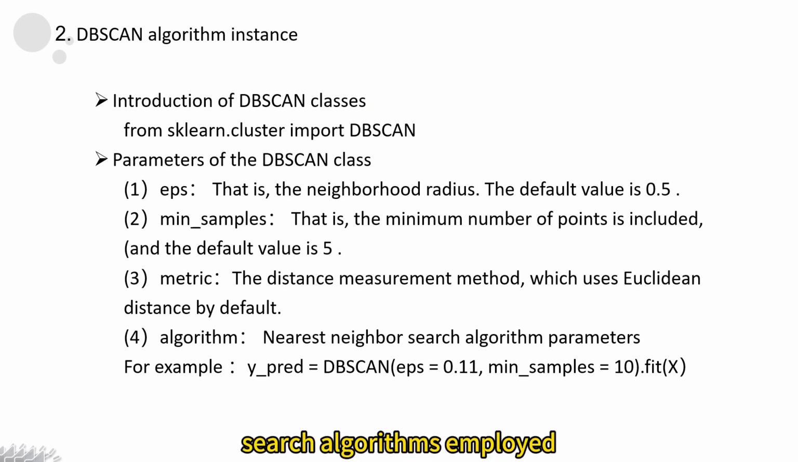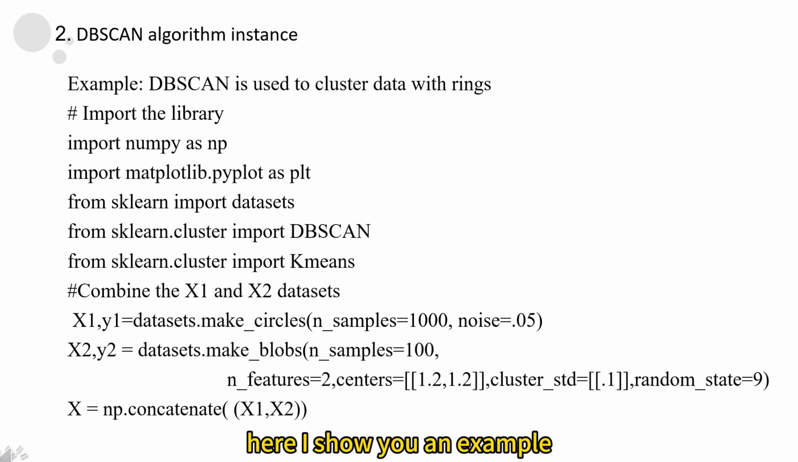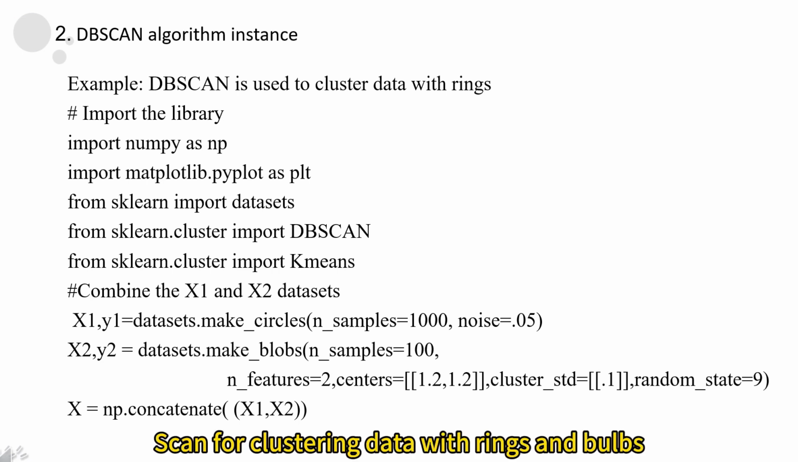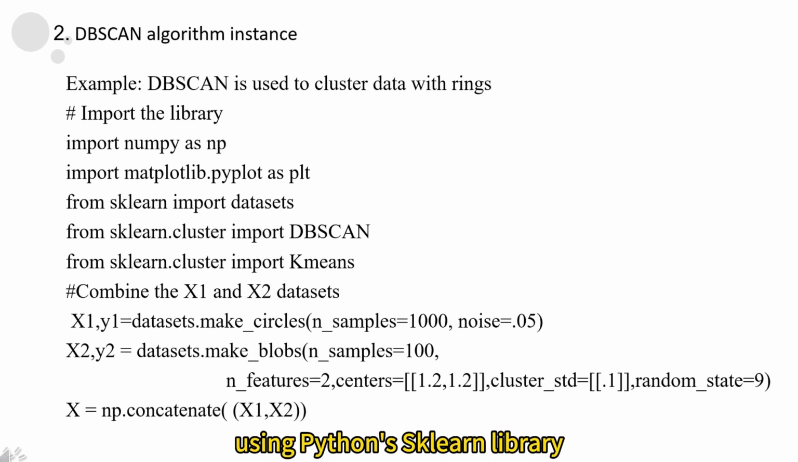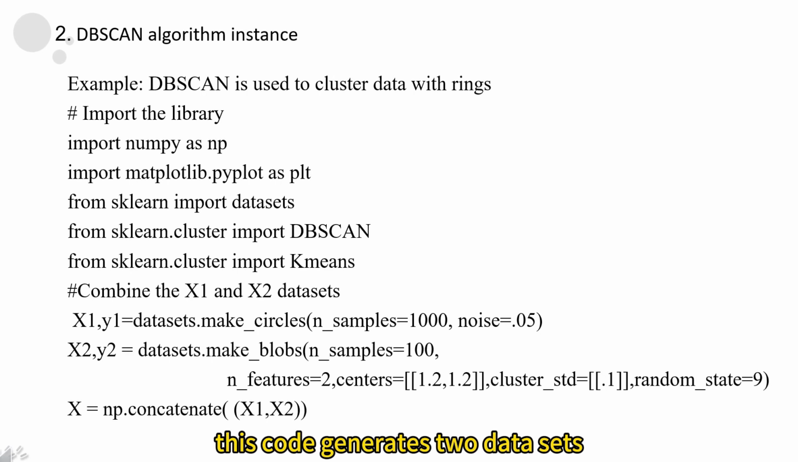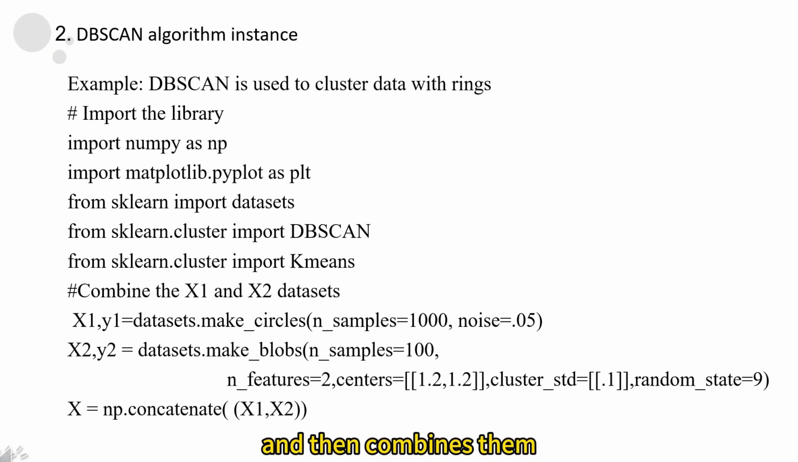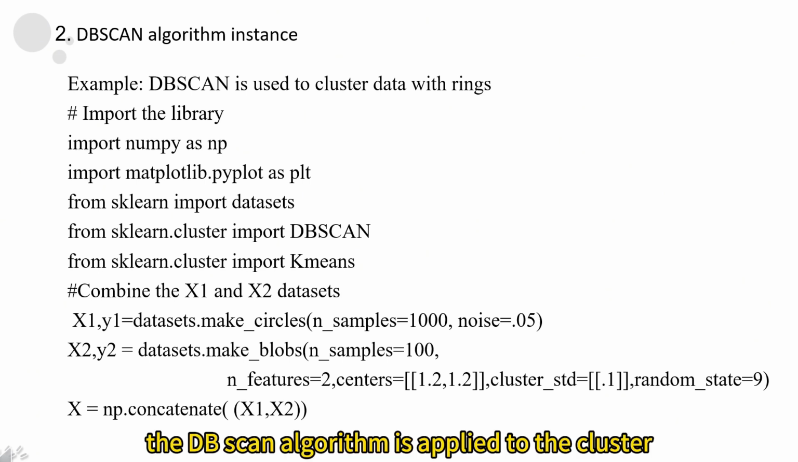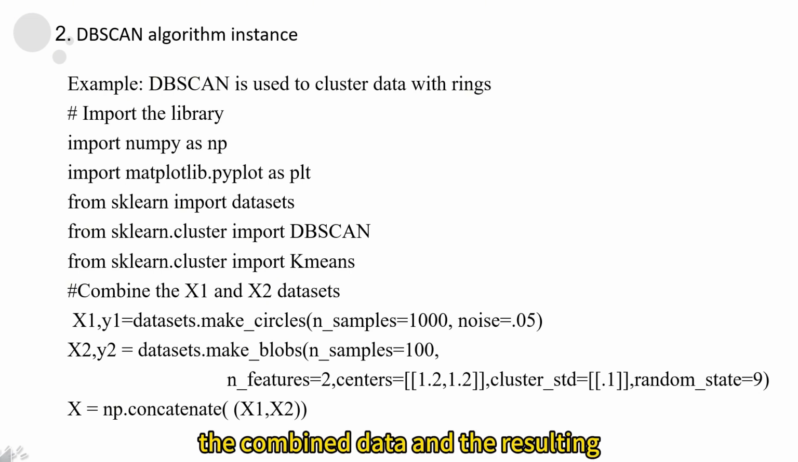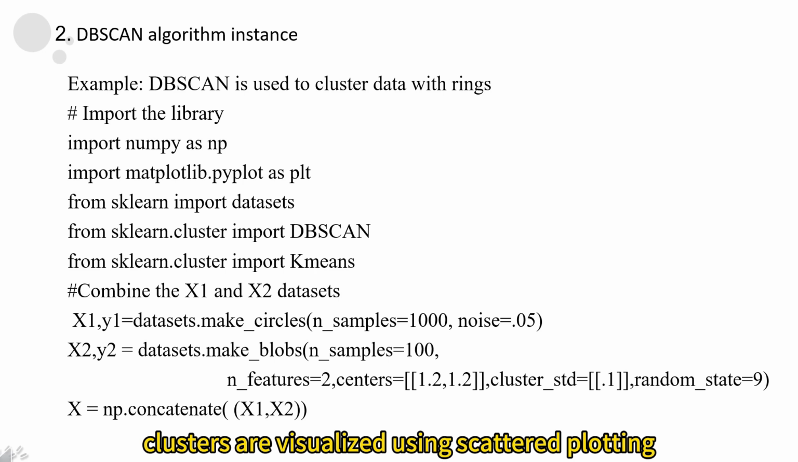search algorithms employed. Here I show you an example demonstrating the usage of DBSCAN for clustering data with rings and blobs using Python's Sklearn library. This code generates two datasets, one with concentric circles and the other with a blob, and then combines them. The DBSCAN algorithm is applied to cluster the combined data, and the resulting clusters are visualized using scatter plotting.